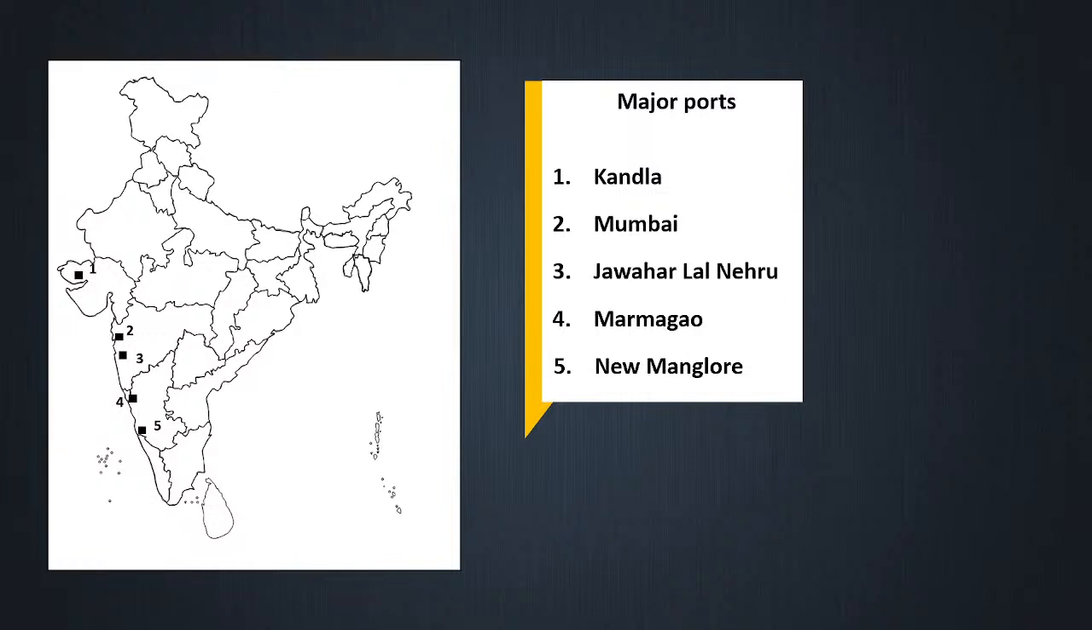Major ports. In the second map, you have drawn 5 maps, right? In the second map, you try to locate Kandla, Mumbai, Jawaharlal Nehru, Marmagaon, and New Mangalore. Completed?